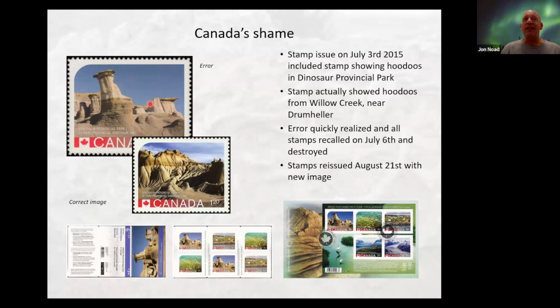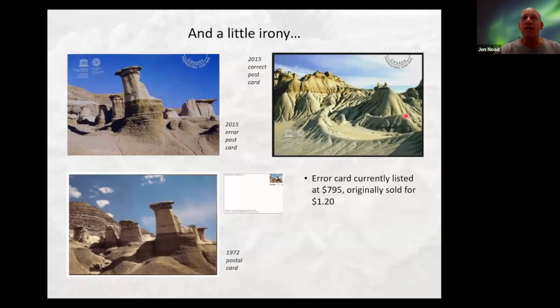The error was quickly realized, and they recalled all the stamps on July the 6th and destroyed them, then reissued the stamps on August the 21st with a new image. I managed to get hold of a first day cover, and I also managed to get hold of this postal card. This postal card is now selling for about $800, and because I had my issue, I got it for $1.20. That's how much it was originally issued for before they realized this horrendous mistake. That's the error on the left, and the revised one on the right.